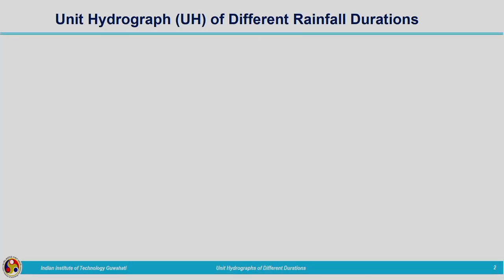proportionality. But always we won't be having the unit hydrograph having the required duration, because our rainfall will be having varying durations. So in such cases, with an available unit hydrograph, how can we derive a unit hydrograph with a different duration? That is what we are going to discuss today. Unit hydrograph of different rainfall durations.